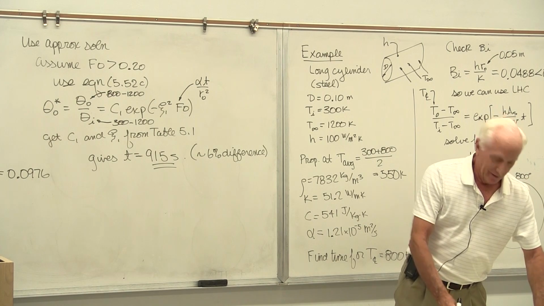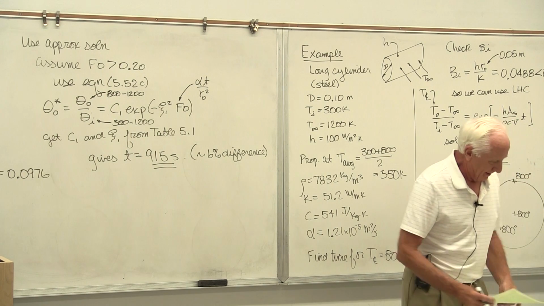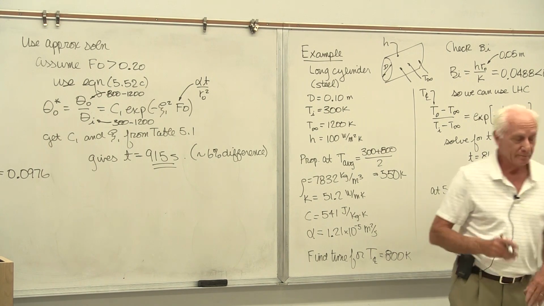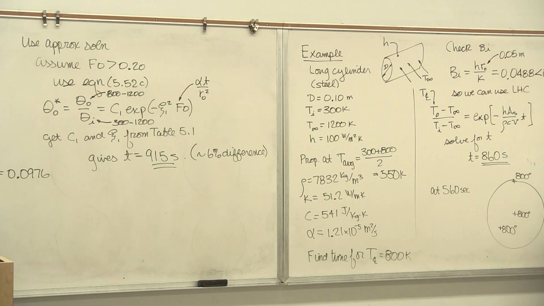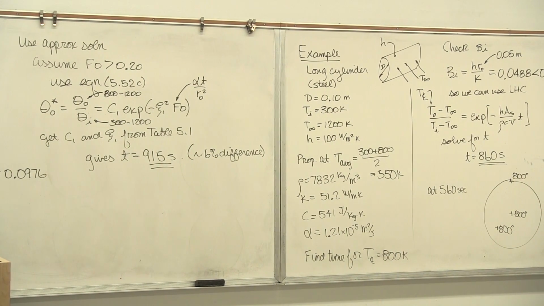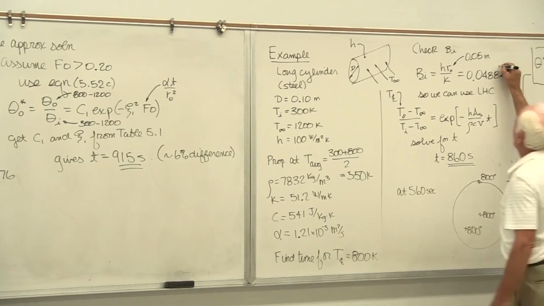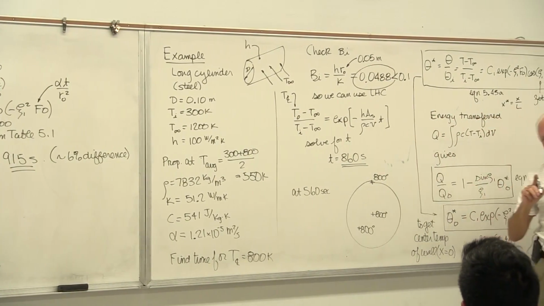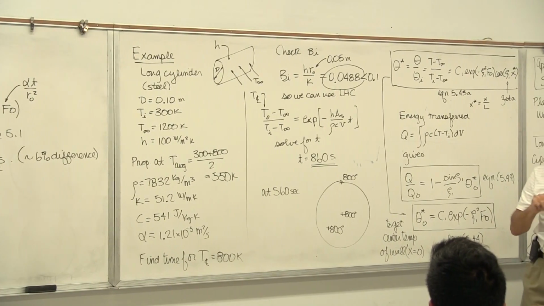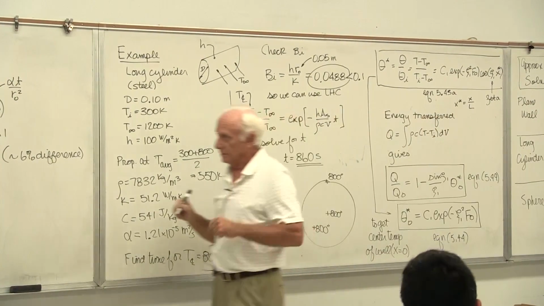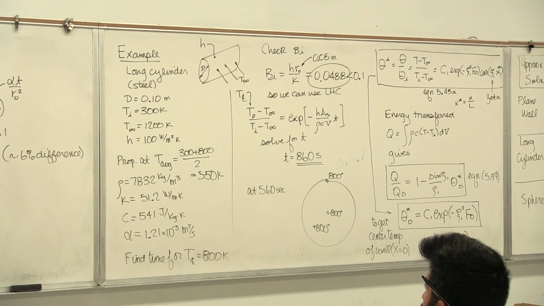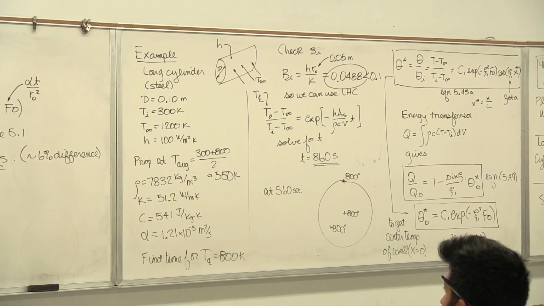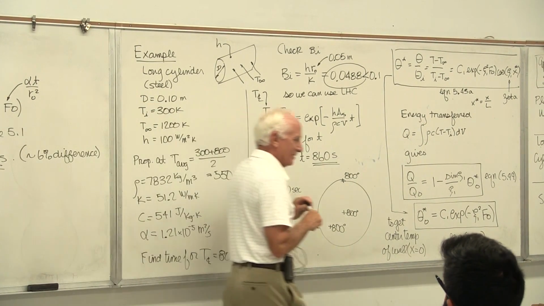Why are the Bi numbers different? You've got to be really, really careful, because there's what I used to find out if I could use lumped heat capacity, the Bi number. Here's what I used. If I go to table 5.1, they both say Bi number. Why are there two different Bi numbers?